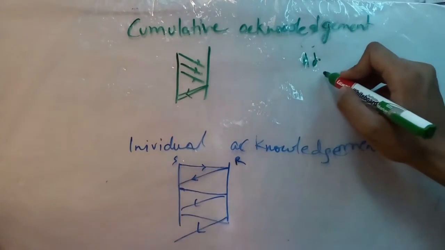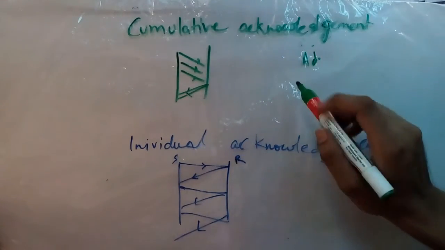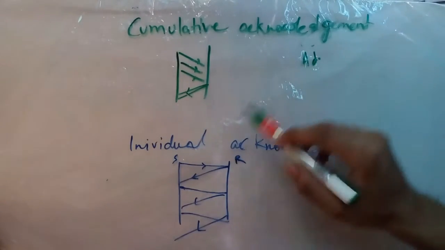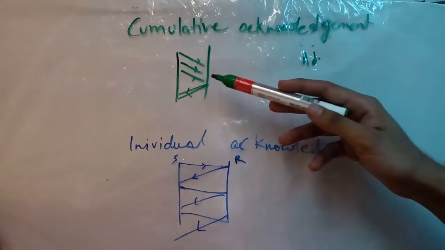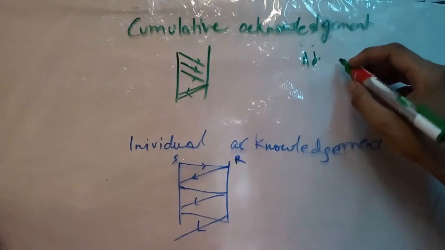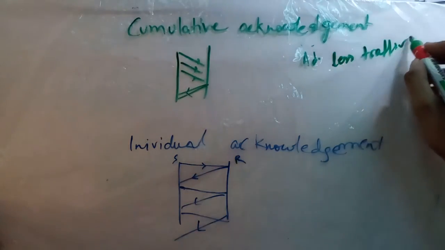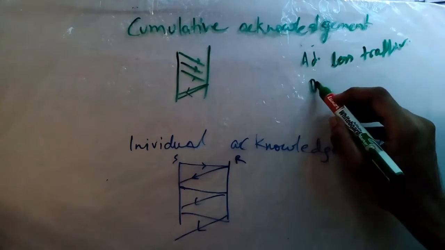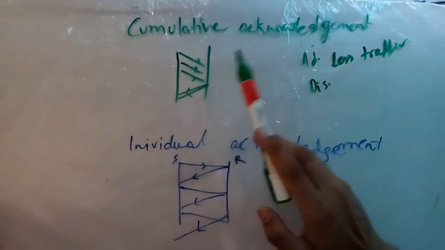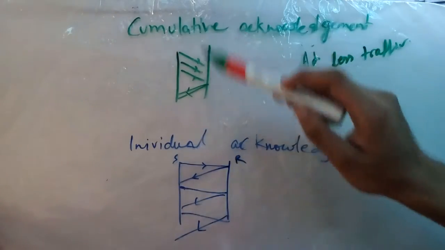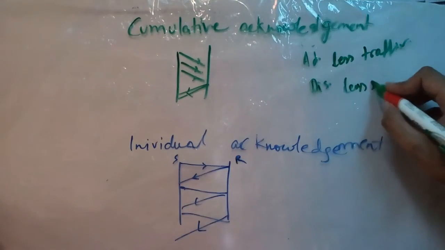The advantage of cumulative acknowledgement is that it involves less traffic. Whereas in individual, three acknowledgements for three packets are being sent, in cumulative only one acknowledgement is being sent for the three packets. So it has less traffic. And the disadvantage is that since the cumulative acknowledgement is a single packet, if it is lost, then the acknowledgement for all the other packets will be lost. So it is relatively less reliable.